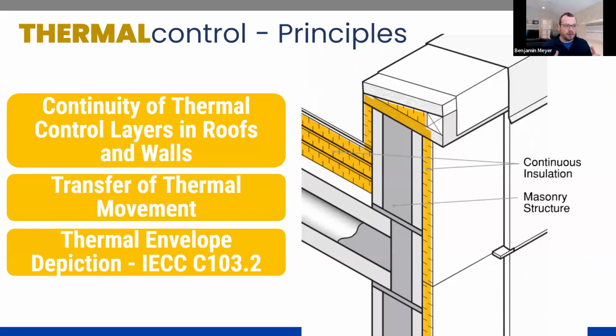But part of it is, a lot of these materials are rigid. They're kind of board materials. And so designing for thermal movement, and what you do for continuity to make sure that everything stays connected, is a bit tricky as well. And similar to the air barrier, there's a requirement for depiction of where the thermal envelope is and what the requirements are in the design drawings in the project set.